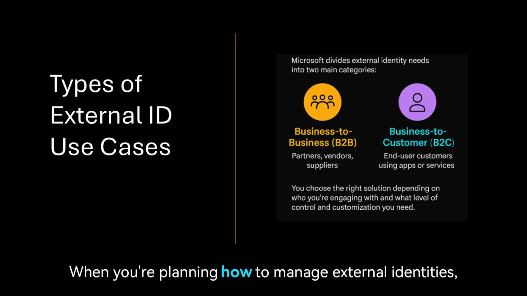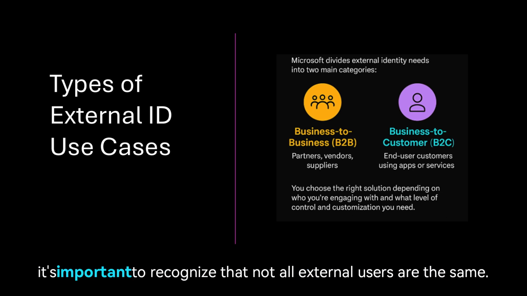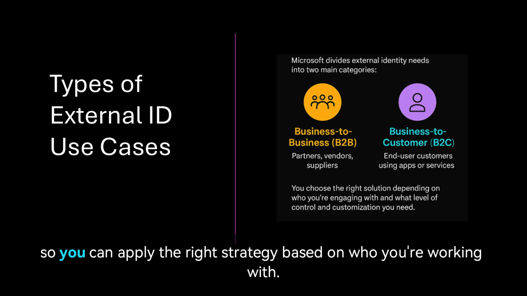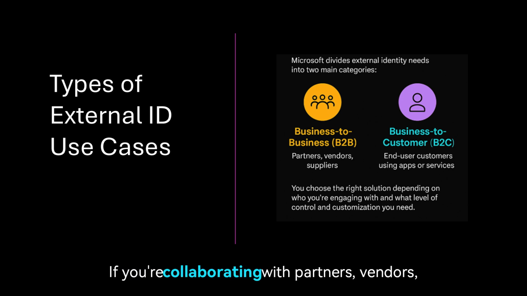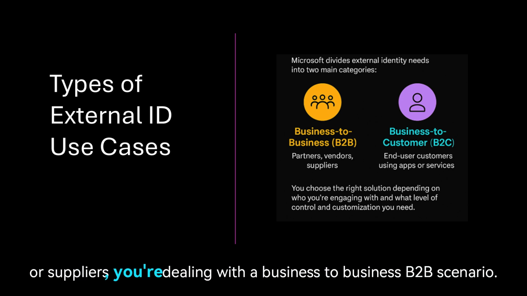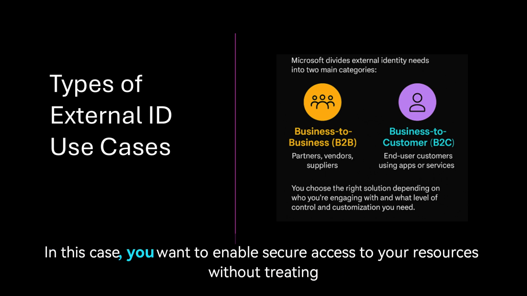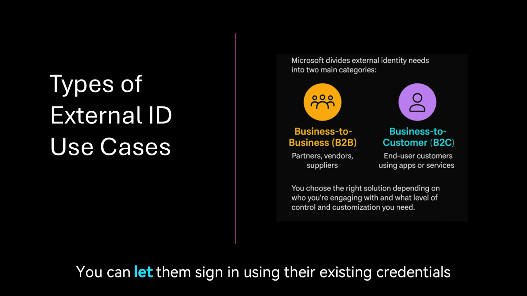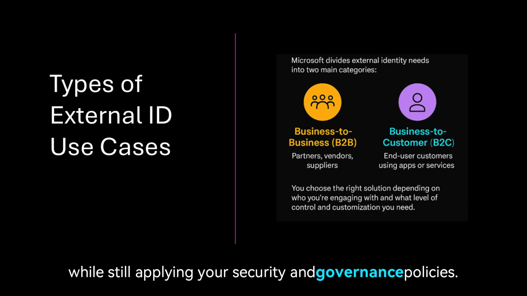When you're planning how to manage external identities, it's important to recognize that not all external users are the same. Microsoft groups these needs into two major categories, so you can apply the right strategy based on who you're working with. If you're collaborating with partners, vendors, or suppliers, you're dealing with a business-to-business, B2B scenario. In this case, you want to enable secure access to your resources without treating these users as part of your internal workforce. You can let them sign in using their existing credentials while still applying your security and governance policies.